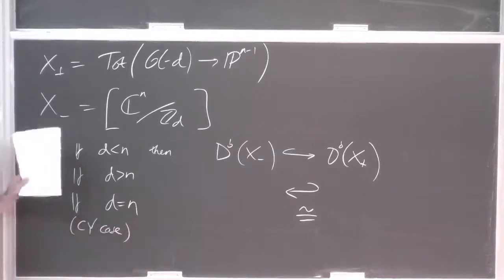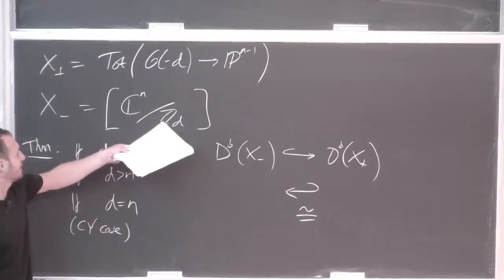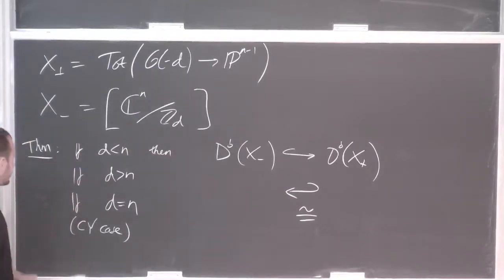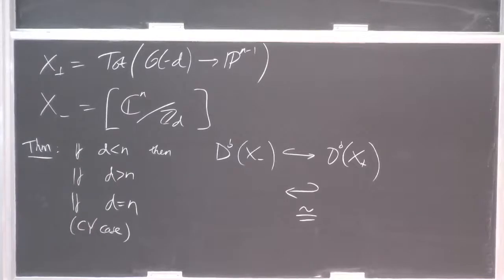And d equals n is exactly the case where these spaces are Calabi-Yau. It's the case where X plus is Calabi-Yau, a non-compact variety. It's also the case where X minus is Calabi-Yau, an orbifold, because Z_d is acting with trivial determinant on C^n. That's the case d equals n. Have I got my arrows the right way around? I think so.